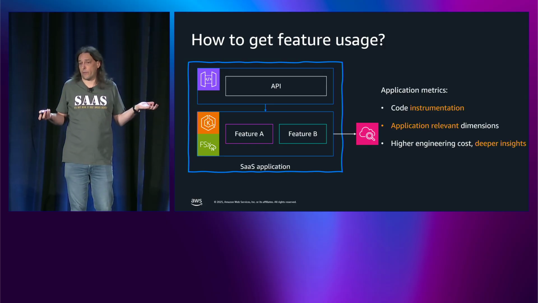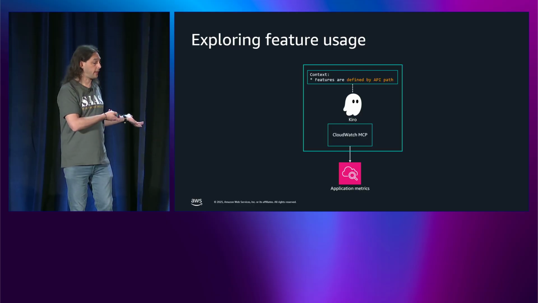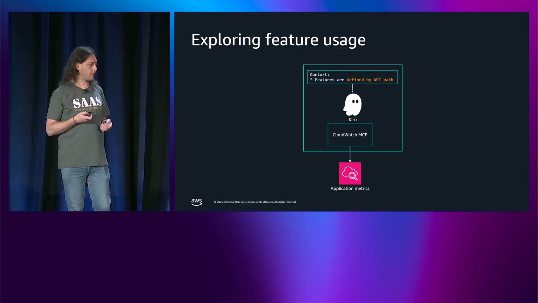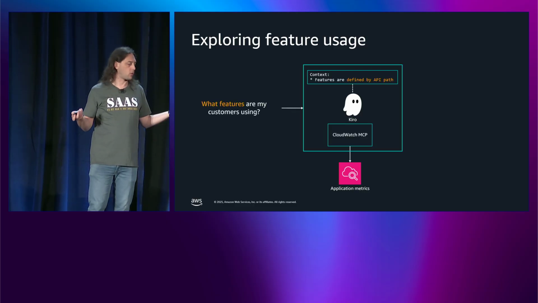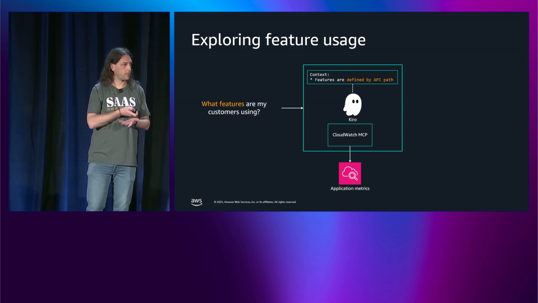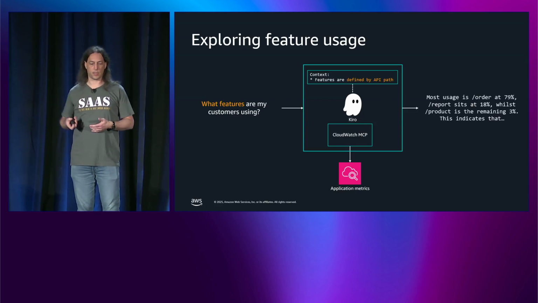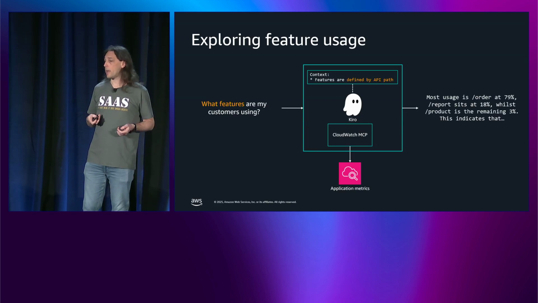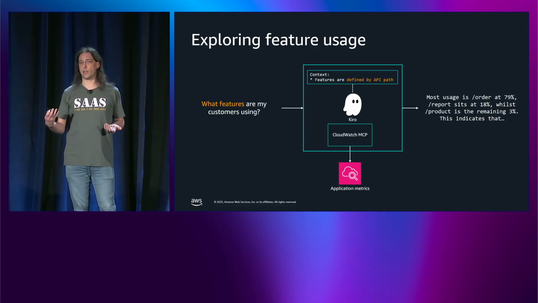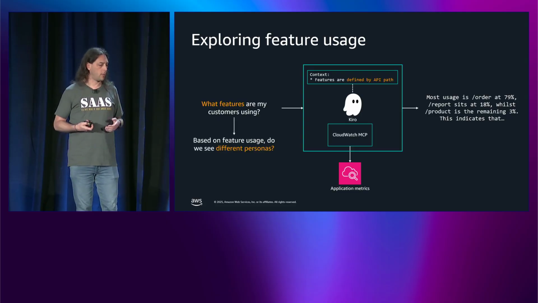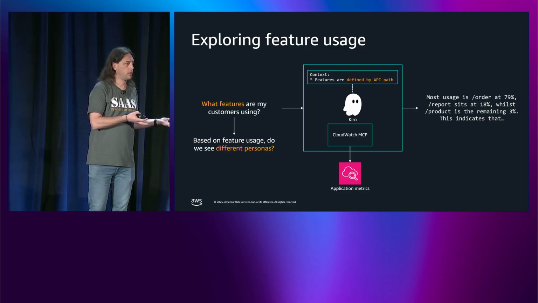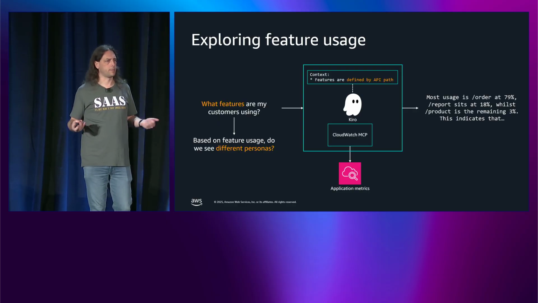So now we know how to get feature usage. Let's add that as some context for our little agent friend. And now we can ask some questions, right? What features are my customers using? It does its thing, beep, boop, beep, and gives us some results. And because it's a natural language interface, we can follow this up, right? We can say, well, based on that feature usage, do we see some different personas?